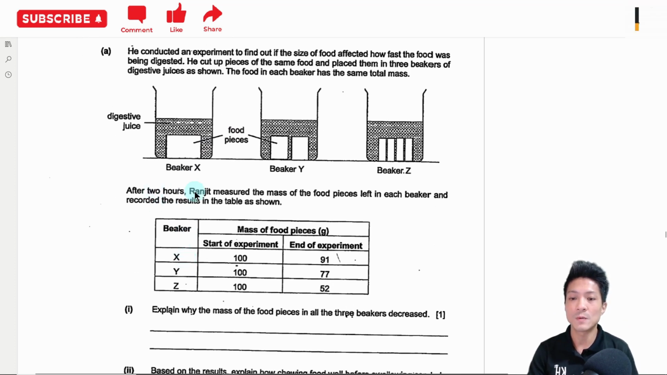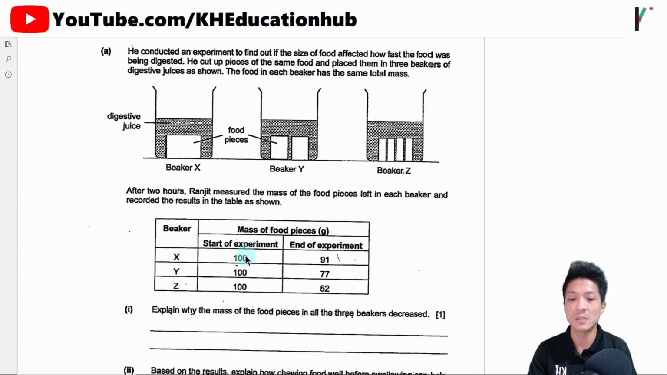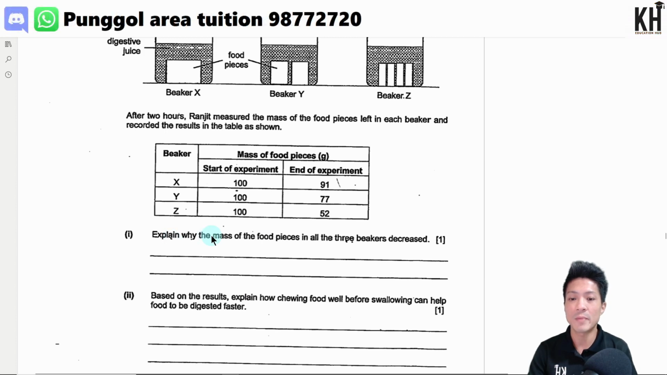Okay, after 2 hours, Ranjit measured the mass of the food pieces left in each beaker and recorded the results in the table as shown. Okay, so beaker X, Y, and Z, at the start of the experiment, the mass is all the same. At the end, the mass is different, right? Okay. For part 1, explain why the mass of the food pieces in all the 3 beakers decrease.